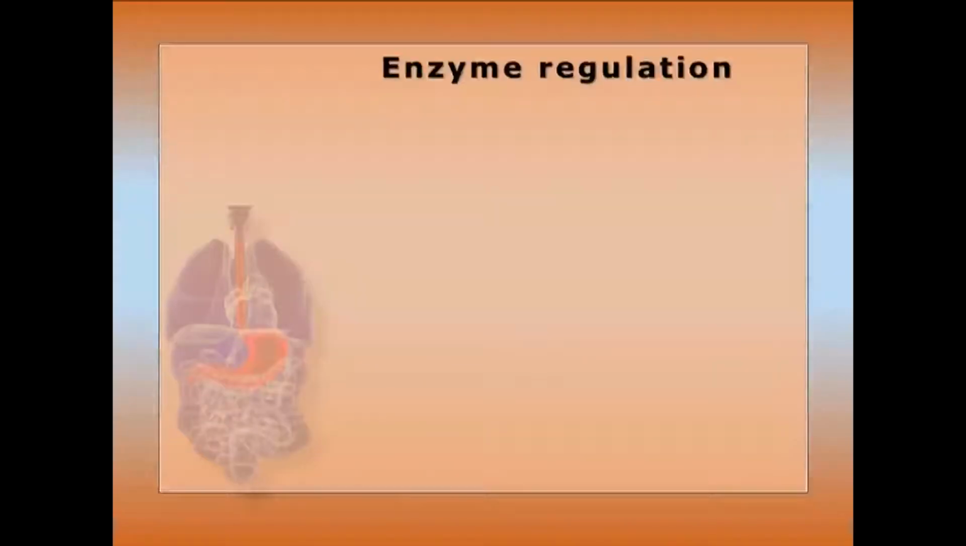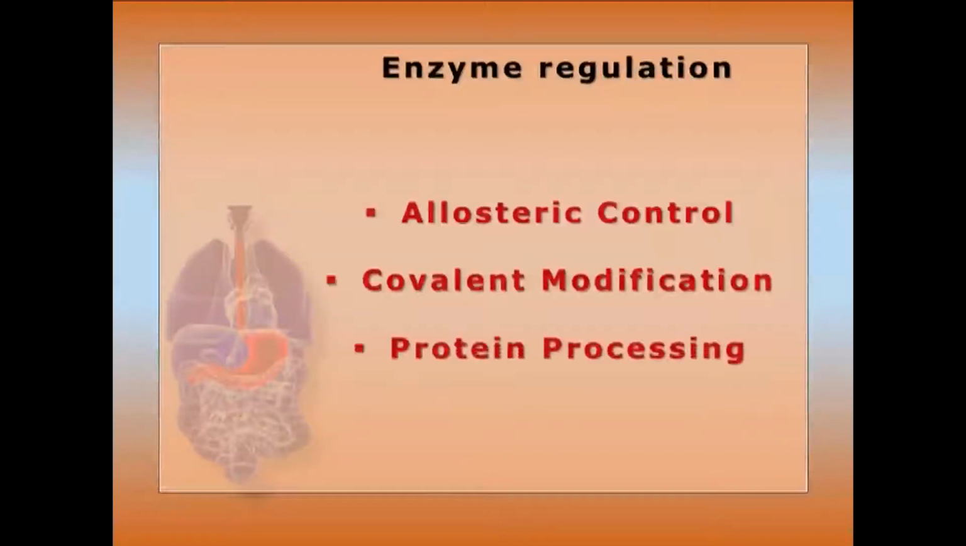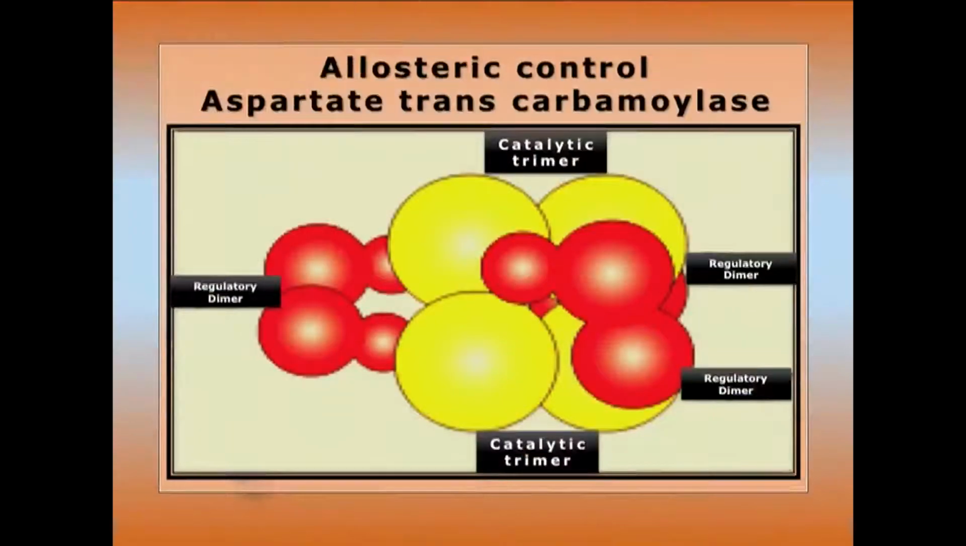Next one, enzyme regulation: allosteric control, covalent modification, as well as protein processing or covalent activation of zymogen. Number 1, allosteric control. An allosteric modulator, a non-substrate compound, binds to the allosteric site. Allo means other than the catalytic site, but it regulates the catalytic activity at the active site.